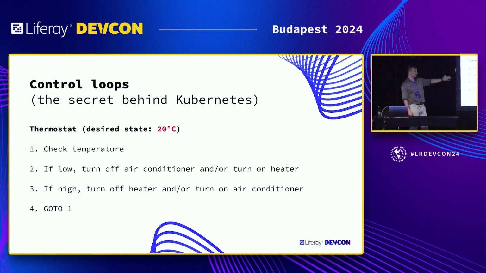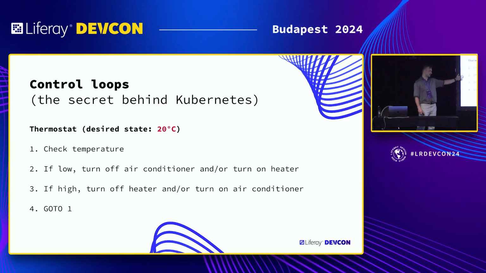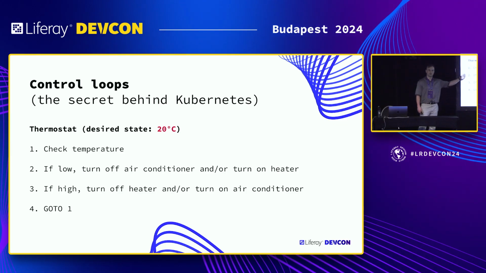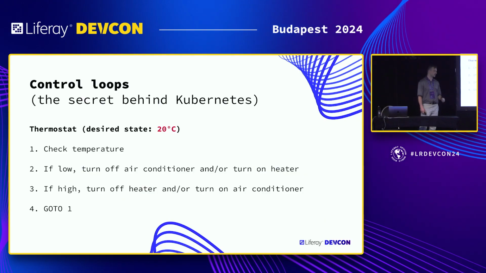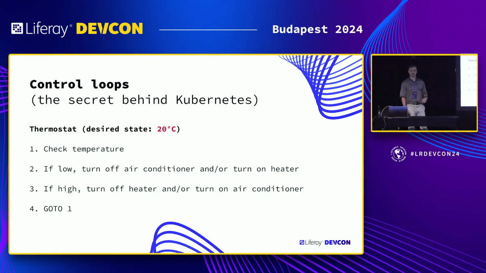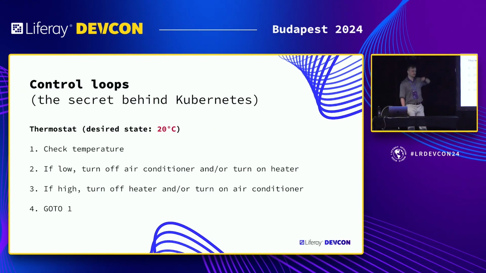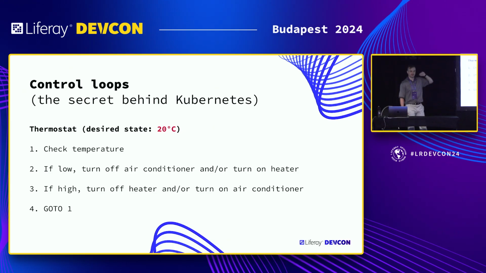If that temperature deviates from the desired state, if it's low, then we turn off the air conditioner and turn on the heater. And if the temperature is too high, then we turn off the heater and we turn on the air conditioner. And then go to 1. Just continue to loop all the time. That's the entire job of a thermostat.